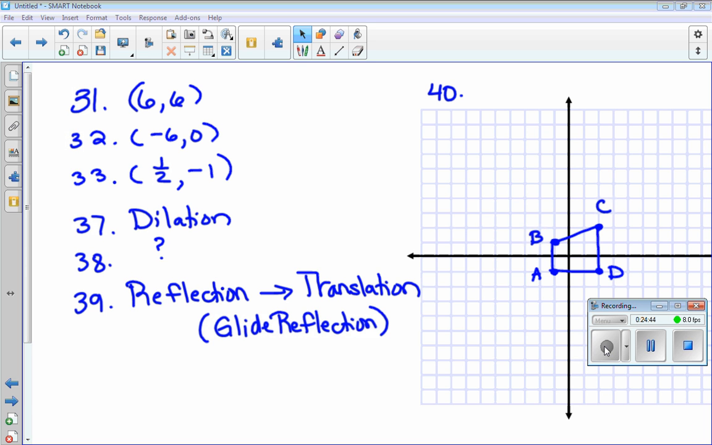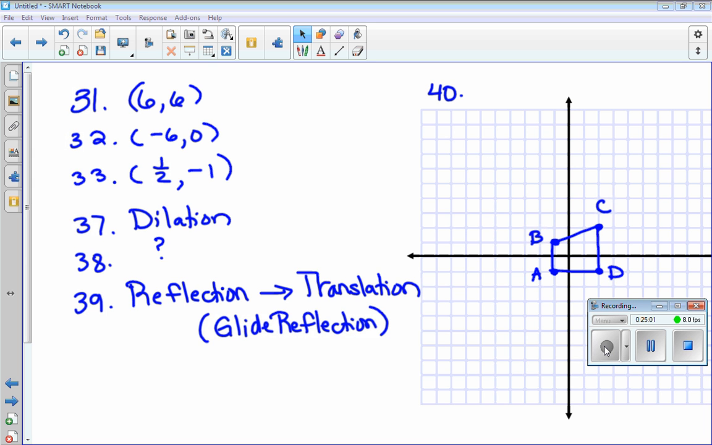Okay. Do you agree that 37 is a dilation? One's bigger than the other? Same shape, same size? Not an isometry, by the way. Remember that? I will ask you on the quiz what the 3 isometries are, so you do need to make sure you know what those are. Why do I have a question on 38?